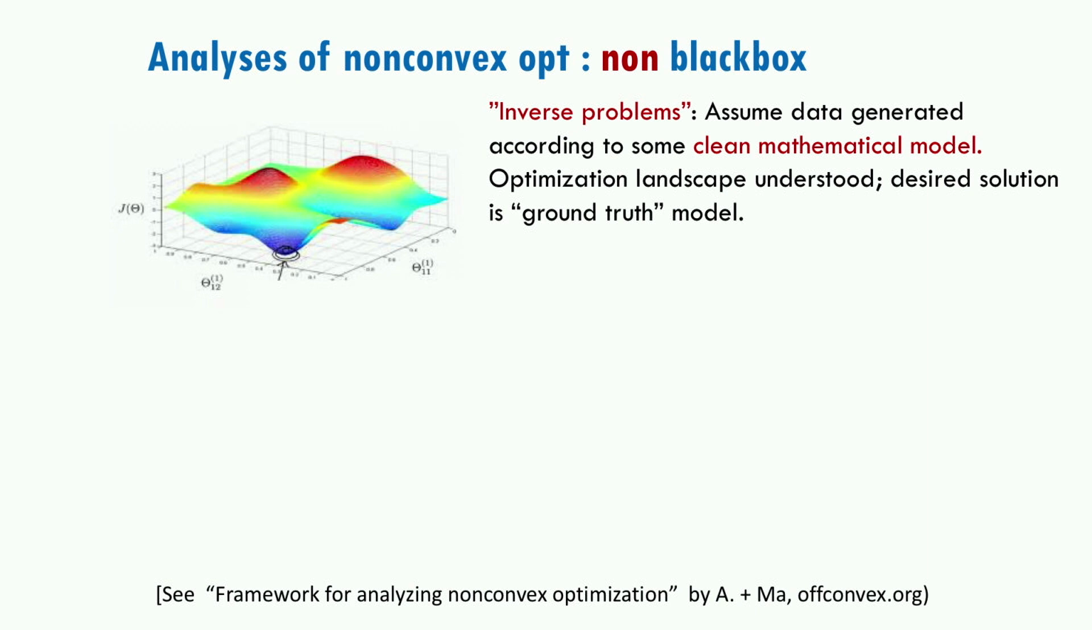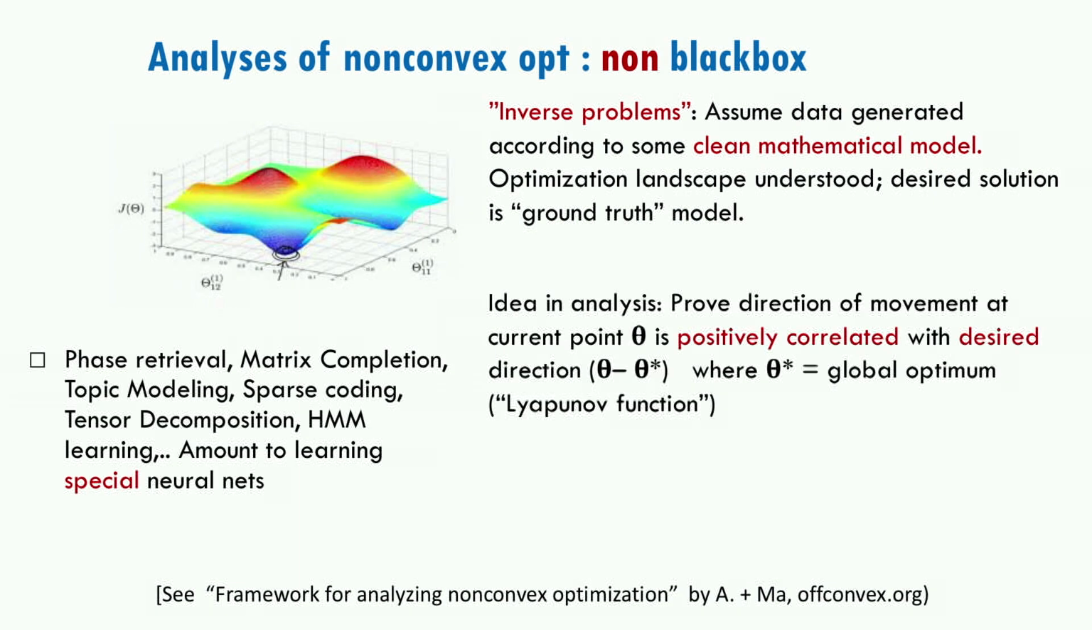Analysis of non-convex optimization, I'll probably skip that. There's not much I'll say here, but this fits a little bit more in the framework of applied mathematics that you may have seen, for instance, Helsinki problems, or what are called inverse problems. You assume that data is generated according to some clean mathematical model, and then the optimization landscape is understood, and then you can prove theorems.